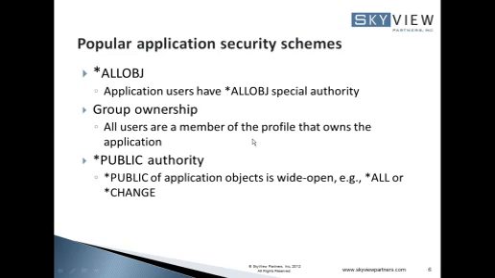I've also seen application writers use a combination of these. In fact, I've seen one banking application use all three of these. All the end users had all object. They were a member of the group that owned the application, and yes, public authority was set to all. So it was assured that that banking application would never receive an authority failure. So easy to run from a security perspective, but a horribly wide open risk to that data.